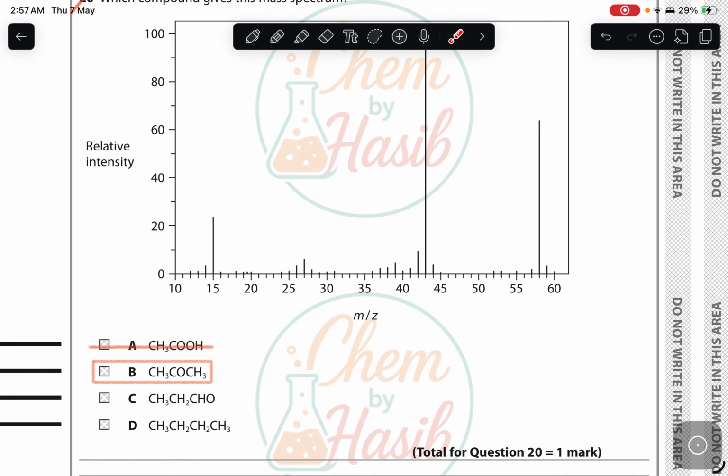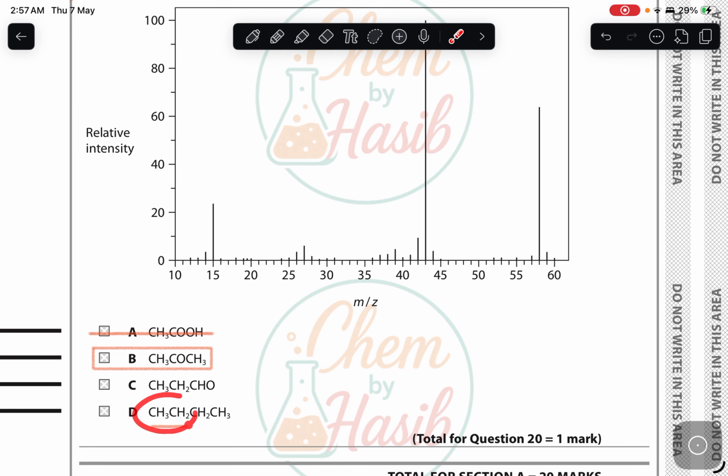Now if you look at option D, it has CH3CH2. Now CH3CH2 is equivalent to 29, right? The CH3CH2 has a mass of 29. So at 29 there is no signal. So we also rule out D.